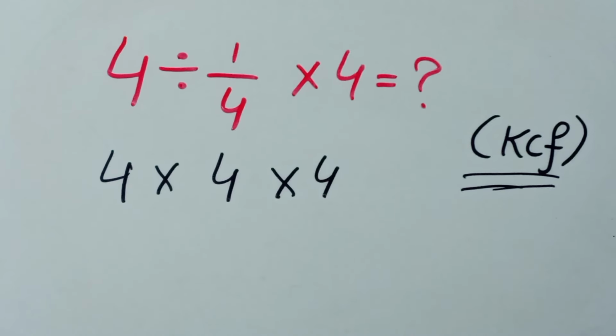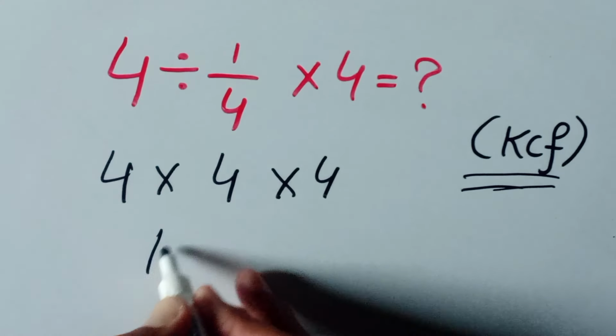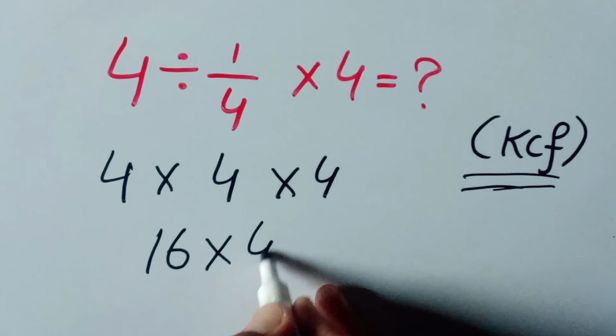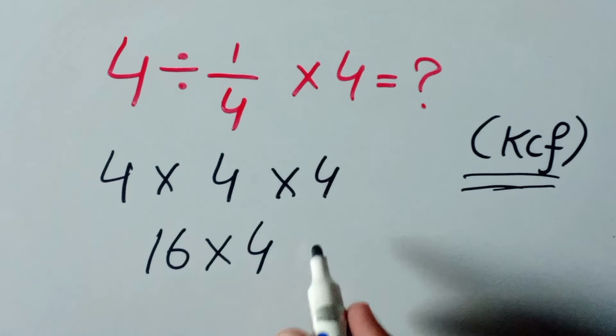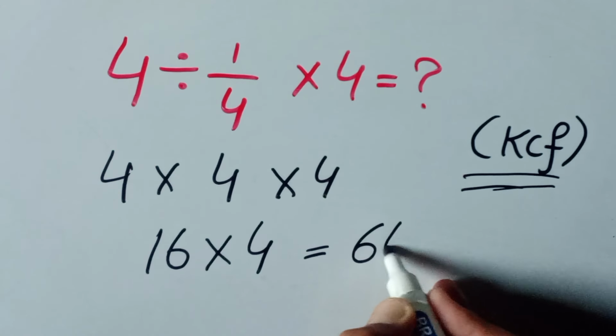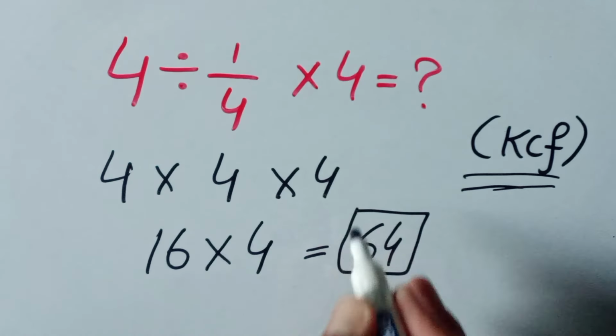Okay, now from here, guys, 4 times 4 equals 16, times 4. From here, 16 times 4 equals 64. Guys, this is the final answer of this expression.